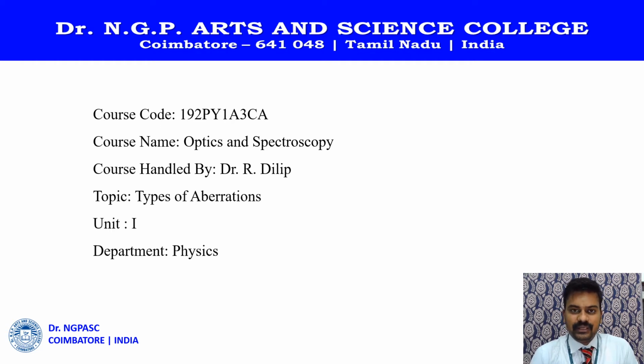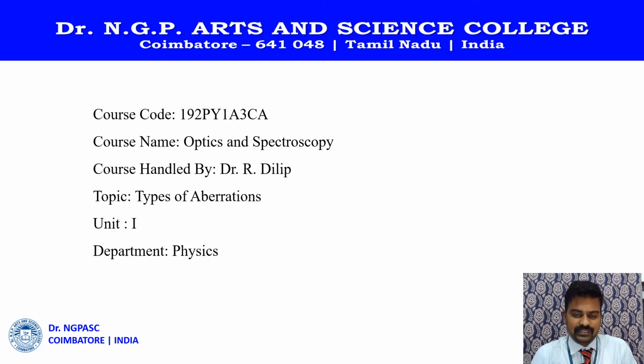Now today we can see about the types of aberrations. This belongs to optics and spectroscopy. In general, in optics and spectroscopy, we discuss the properties of light like diffraction, reflection, and refraction. But today we discuss the aberrations.